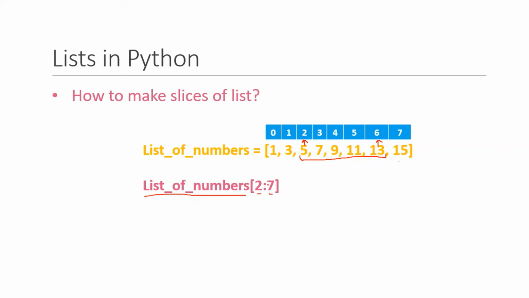Because this 7 will not be included. If I write here 6, in this case it will take a list from 5 to 11 because 6 will be excluded. That's why I have written 7 here, because I need the 6th element as well. So it will give me the output 5, 7, 9, 11 and 13.